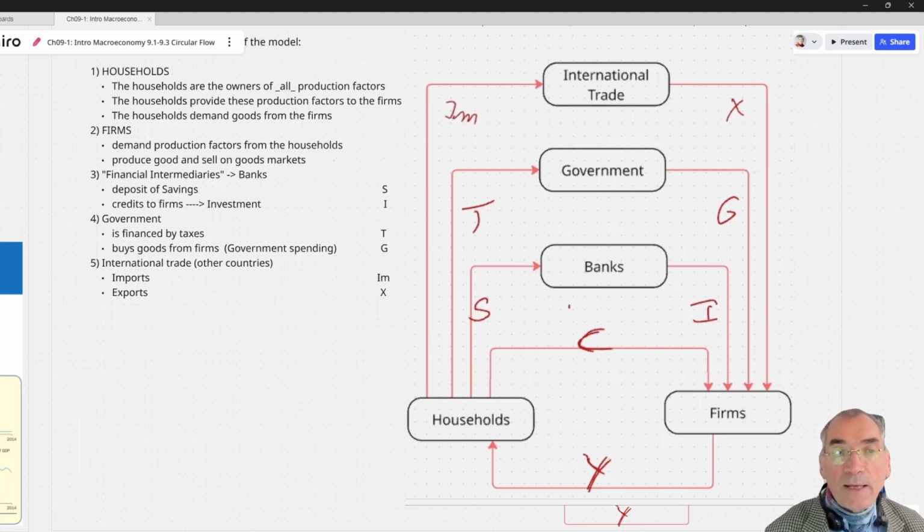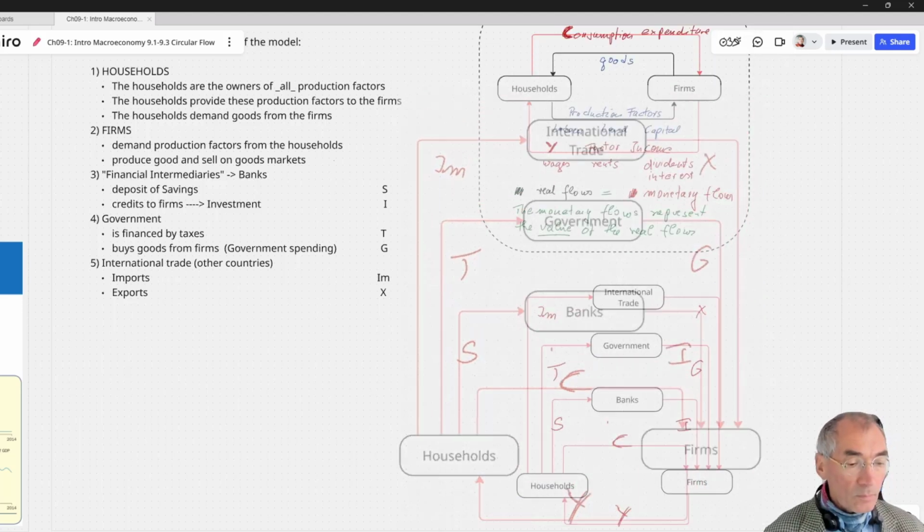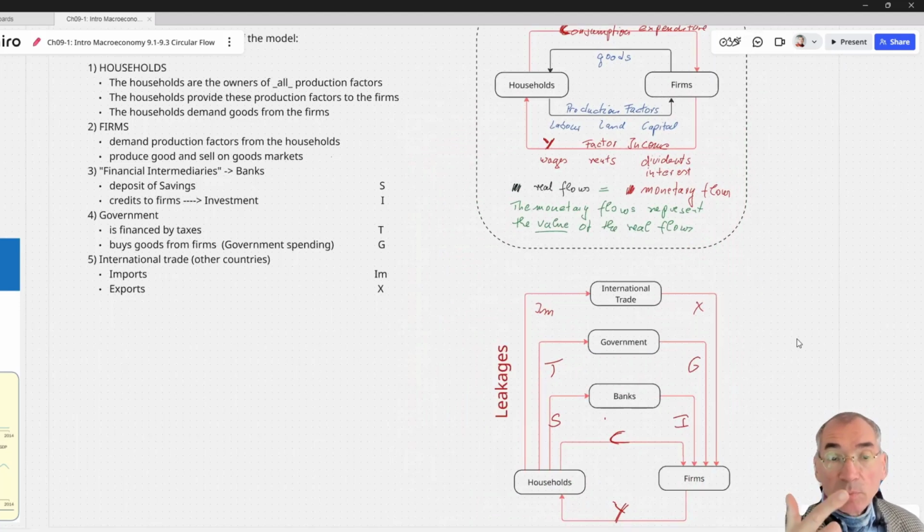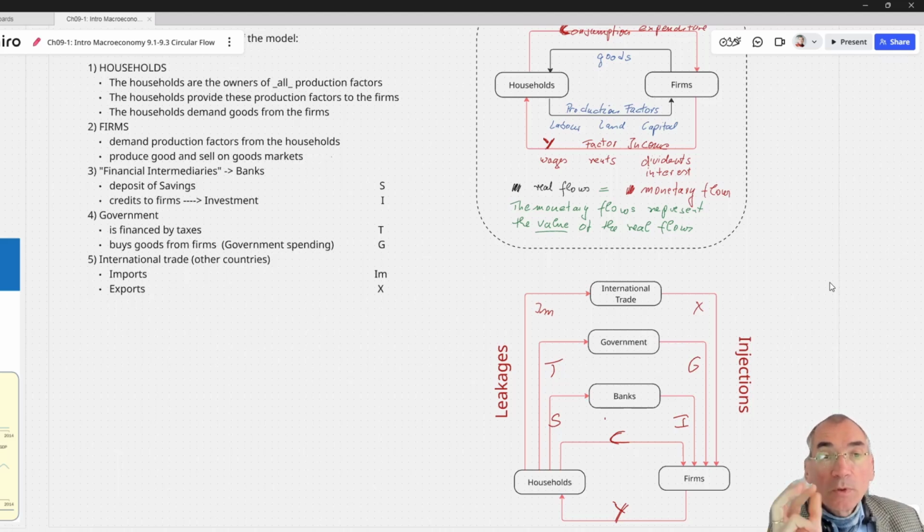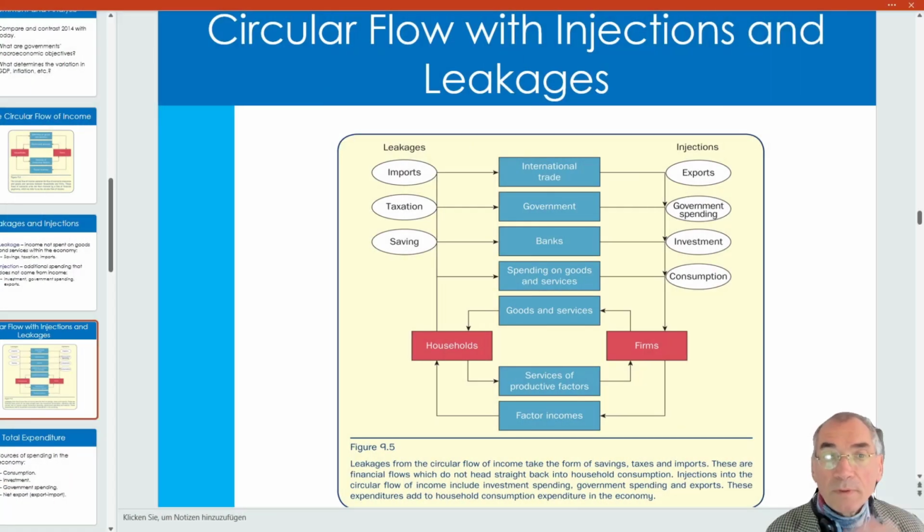So we have on the left-hand side the leakages, savings, taxes and imports. And on the right-hand side, investment, government spending and exports are the injections. This is it, our circular flow of income. I'd like to emphasize again, injections are investment, government spending and exports, not the consumption itself. So this is it, our model of the circular flow of income.